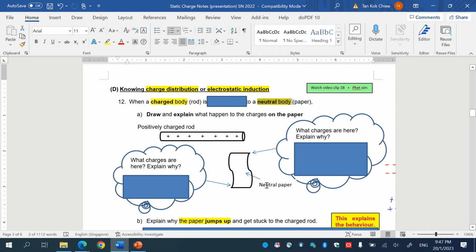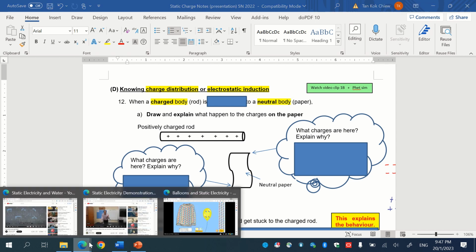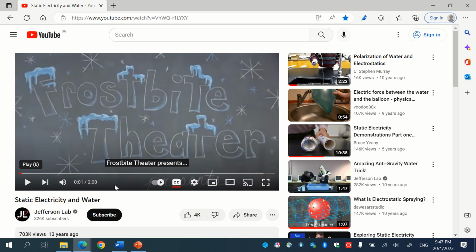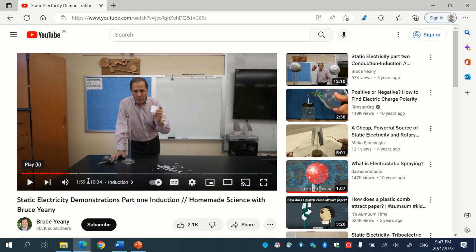I would like to show a couple of clips for you to see the effect first. Now, if you look at this first video clip, what this person demonstrates here is he is going to rub this glass container and turn it into a charged body. When he brings this charged body near to this neutral body, let's see what happens.